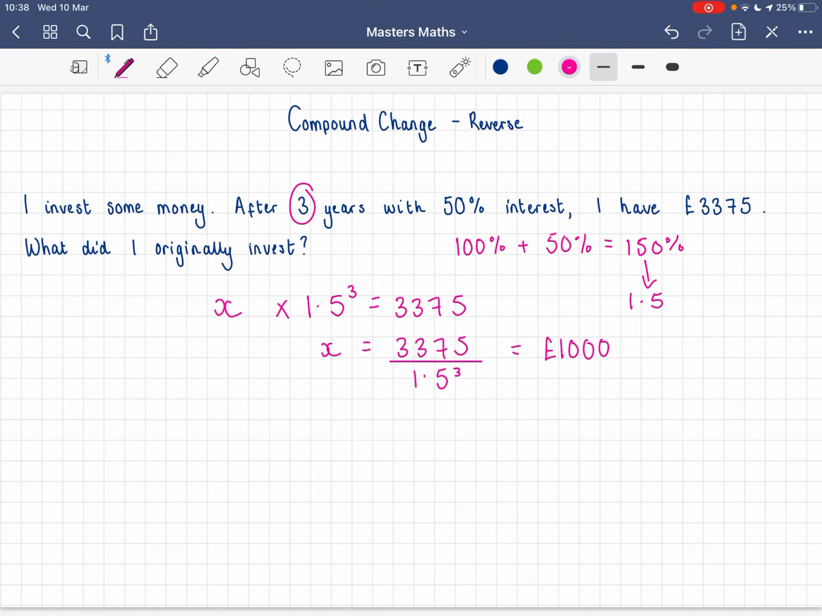And as you can see, because it's increasing by 50% each time, it's gone up quite a lot in 3 years. You've more than tripled your original investment because you are increasing by 50% each year. Like I say, unfortunately, there are not many banks in real life that will give you an interest rate of 50%, because that is a lot.